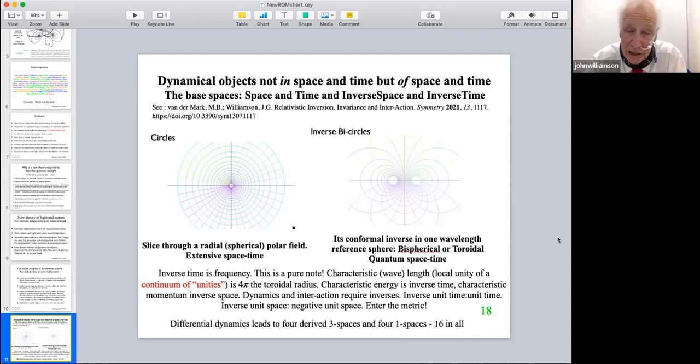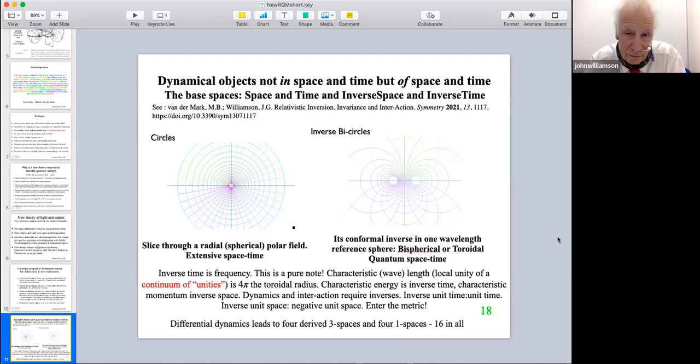The dynamical objects here are, what do I mean by them being not in space and time, but off space and time? I mean, velocity is d space by d time. So it's made of a little bit of space divided by a little bit of time. And if you want to talk about field, you could say field arises from a vector potential. dA by dt is the electric field, and curl of A is the magnetic field. These are things that are not in space and time, but are off space and time in terms of the mathematical structure of ordinary theory, not just this theory.